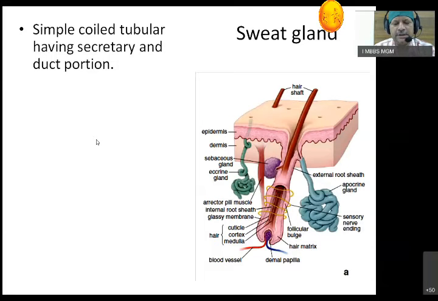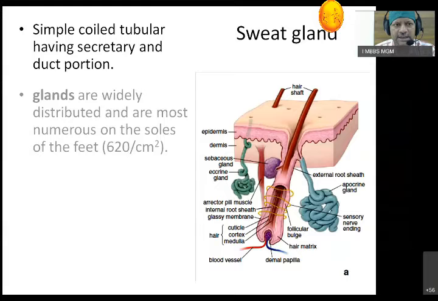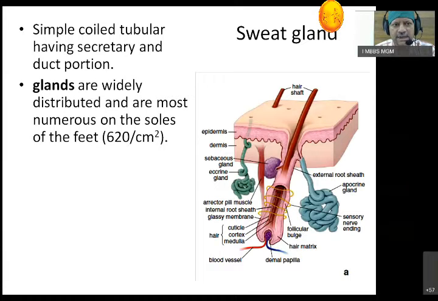Sweat gland. We know that it has an important function, thermoregulation. It is a simple coiled tubular gland with a lot of secretory ducts. So the gland is distributed widely and most numerously.